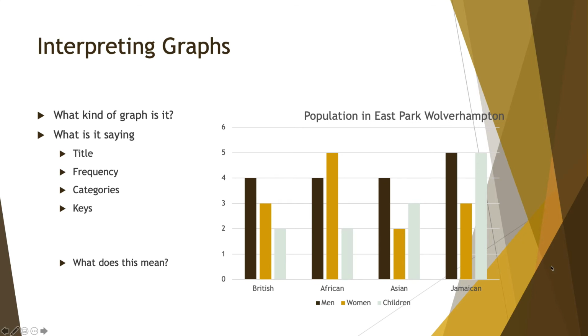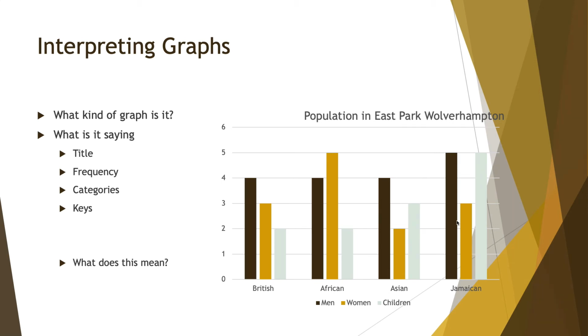Looking at this, I can tell that there are more Jamaican men in comparison to British, African, and Asian. I can tell that there are the same amount of British, African, and Asian men. I can tell that overall African women are more than British, Asian, and Jamaican women. I can tell that the population density of Asian people and British people are the lowest in comparison to African and Jamaican. So I've just said what I've seen.